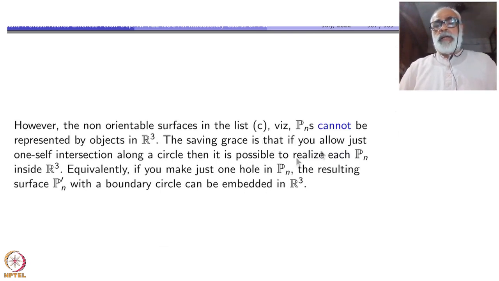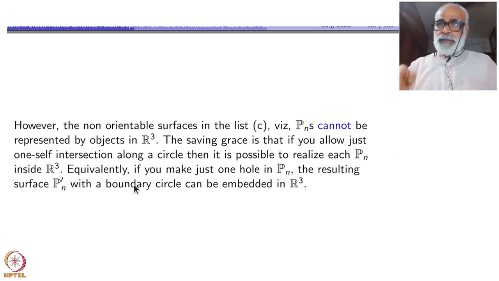So this is what I have put here. PNs cannot be represented by objects in R3. The saving grace is that if you allow just one self-intersection along a circle, then it is possible. Or equivalently, suppose you grant for this one, then you can put this one. Namely, wherever there is an intersection, you cut that circle.